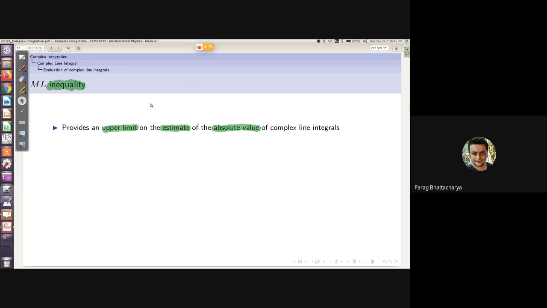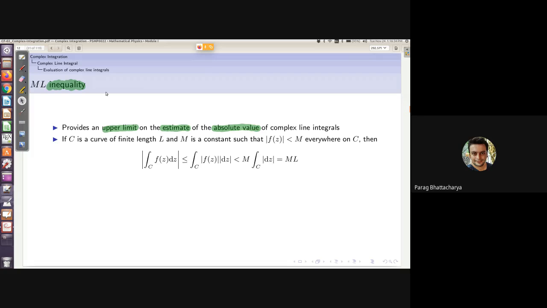If the ML inequality is applicable on a function over a certain curve, then that function is bounded. It will never take a value greater than what is given by the ML inequality. That means it will never become undefined at any point on the path. Let us say C is a curve of finite length.